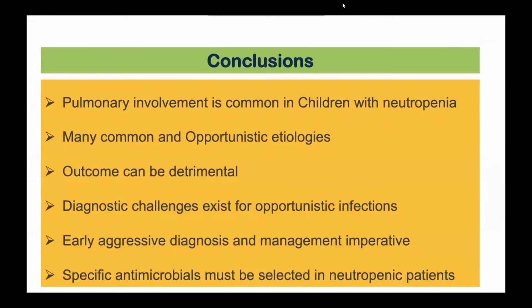In conclusion, pulmonary involvement is common in children with neutropenia. Many common and opportunistic etiologies can be the cause of lung infiltrates. Outcome can be detrimental. Diagnostic challenges exist for opportunistic infections, especially in a lot of settings in which we have limited capabilities in diagnostics. However, early aggressive diagnosis and management is imperative for good outcome. Specific antimicrobials must be selected in neutropenic patients.